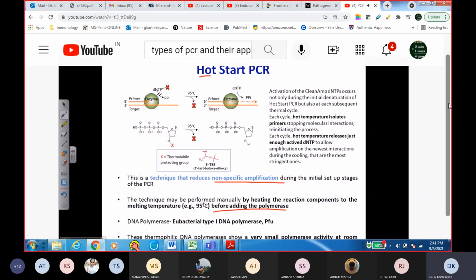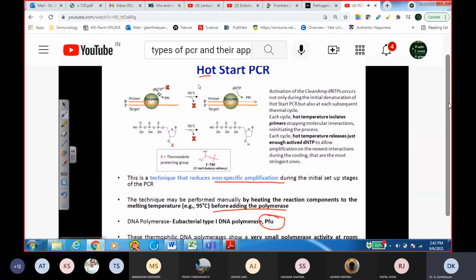Okay, but again for this kind of process we must give them a very heat tolerant thermostable polymerase, and again this polymerase is a PFU type of polymerase in this particular case. This kind of polymerase has very small activity at room temperature, but it keeps rising in activity at higher temperature, right?